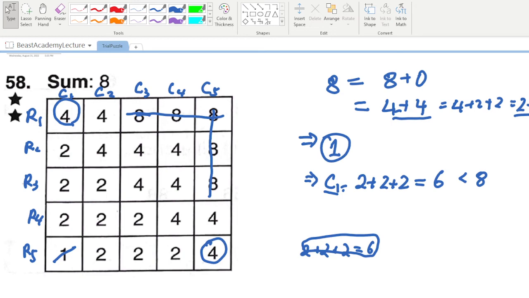Okay, now let's move on. So we know we must include 4, and we must include 4, based on our analysis. Now let's see the next step. I'll give you a hint. Next, we are going to work on the R2 and the C4.